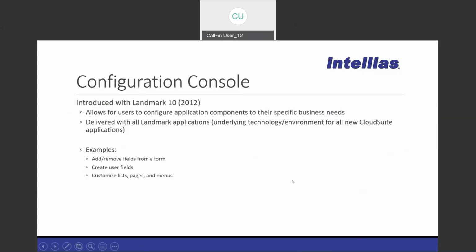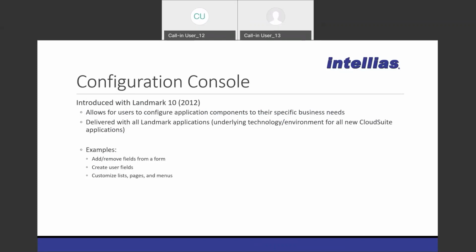So a little bit of history of the Configuration Console. The tool itself is actually rather old as far as the enterprise software market is concerned. It's definitely not something brand new for CloudSuite. This tool has been around since Landmark version 10, which was first released in 2012, and really has evolved a ton since. But at its core, the configuration console ultimately allows users to configure application components to meet their specific business needs. The idea being we're moving away from customizing application delivered source code and instead creating configurations that sit on top of it and do not alter the delivered application.